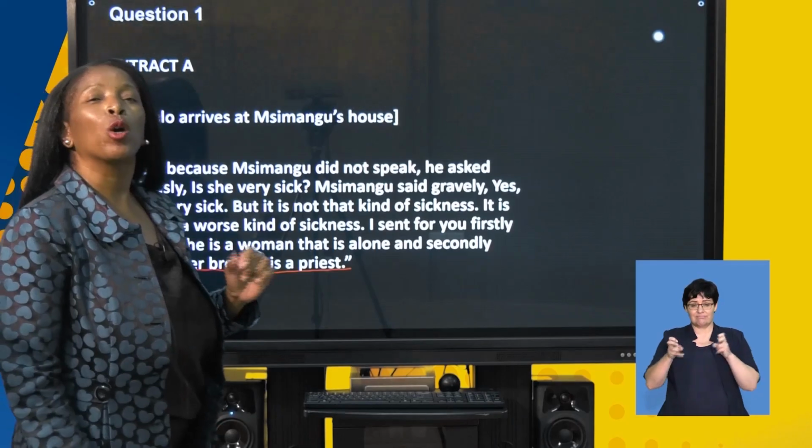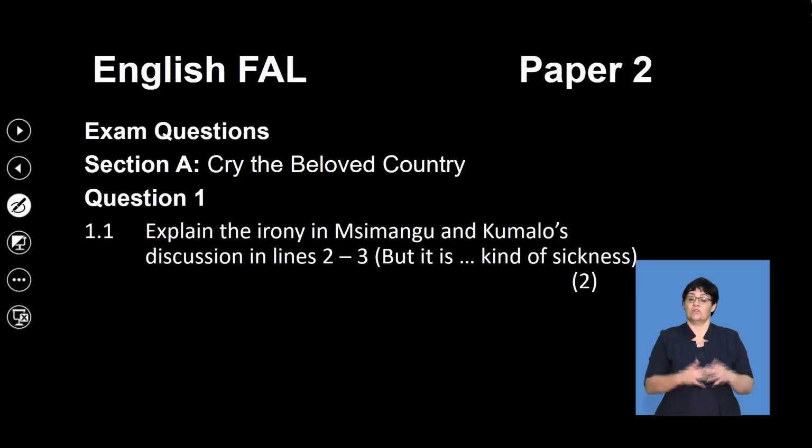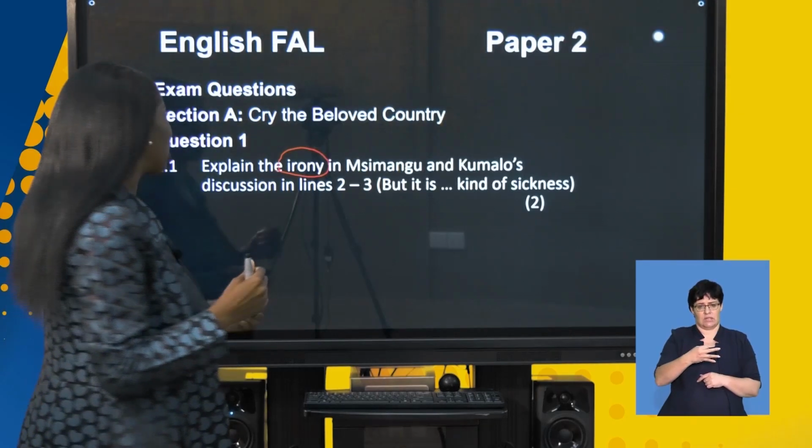I want you to look at this extract. We are going to go into a question about this extract. So here is the question with reference to the extract that we have just read. It says, explain the irony in Msimangu and Kumalo's discussion in lines 2 to 3. Let us go back into the extract.